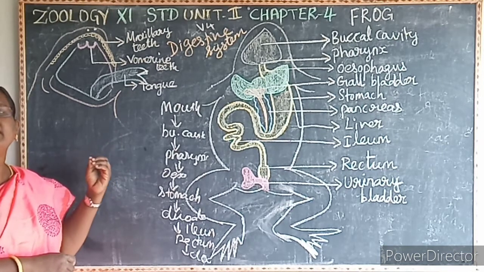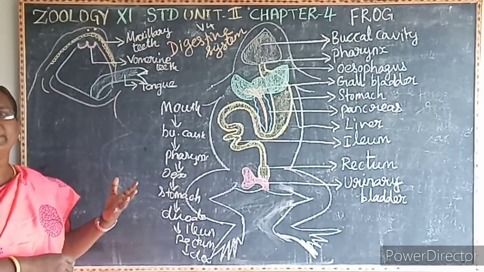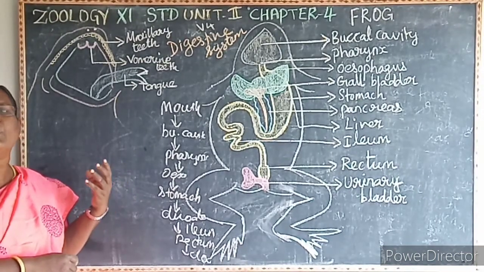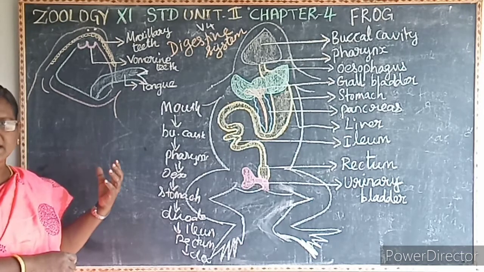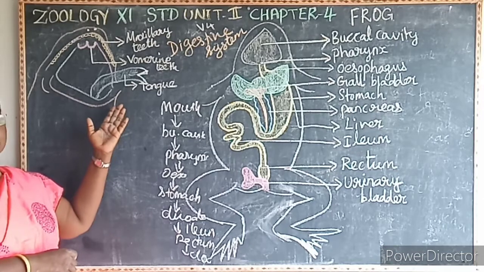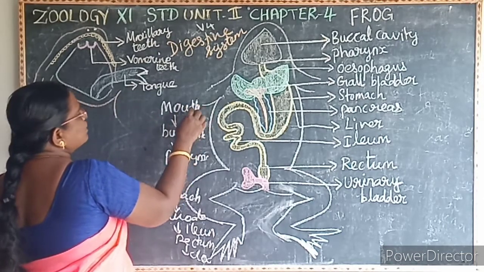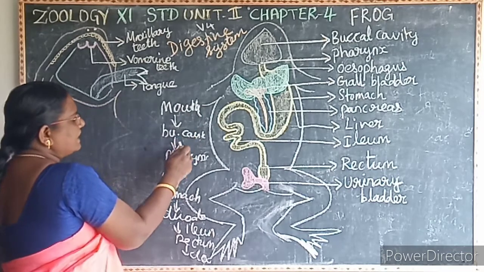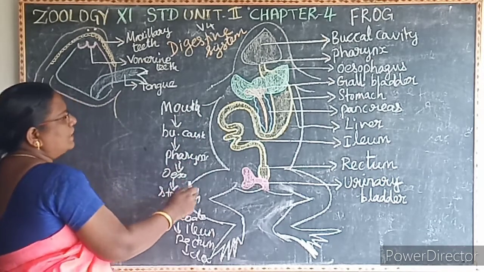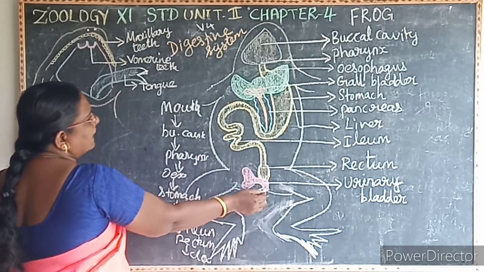When the frog sights an insect, it flicks out its muscular tongue. It flicks out its forked, bifid, muscular tongue, and the insect gets attached to the muscular tongue. So here, first, the alimentary canal consists of what? Mouth, buccal cavity, pharynx, esophagus, stomach, duodenum, ileum, rectum, and then the cloaca.